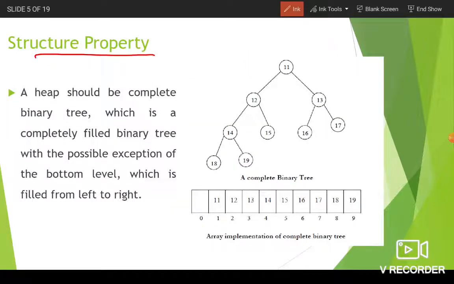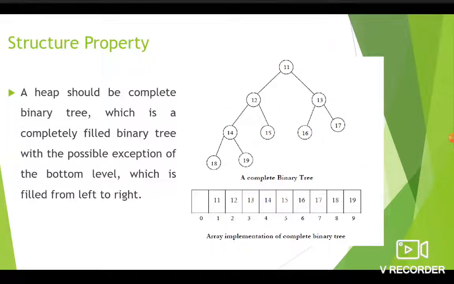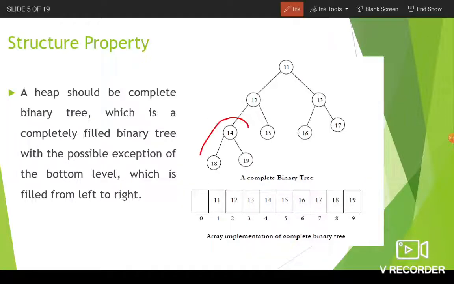What does structure property mean? The tree must be a complete binary tree. When we call the tree a complete binary tree, it means every node should contain two children. But here we have an exception. For the bottom level, this condition may not be satisfied for the right side nodes, but anyway, it should be satisfied for the left side nodes. That is, the tree must be filled from the left side at the bottom level.